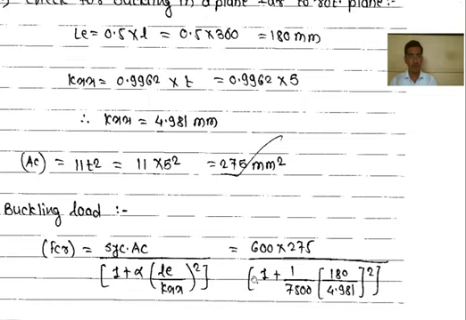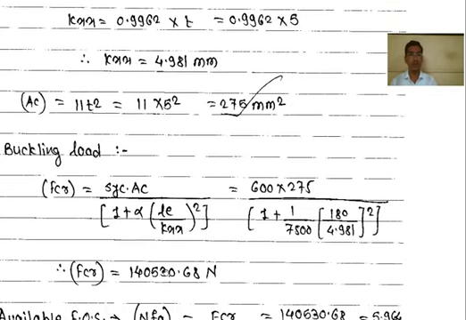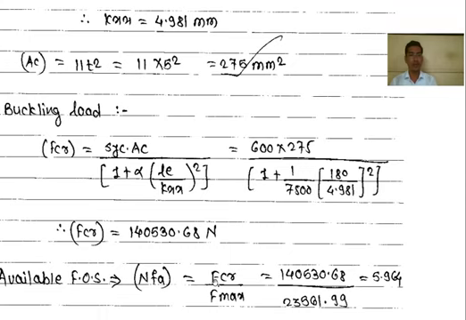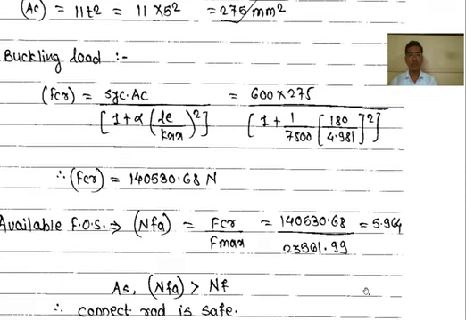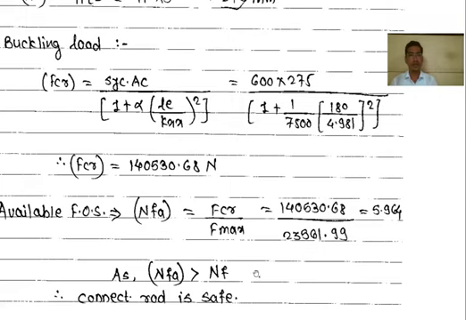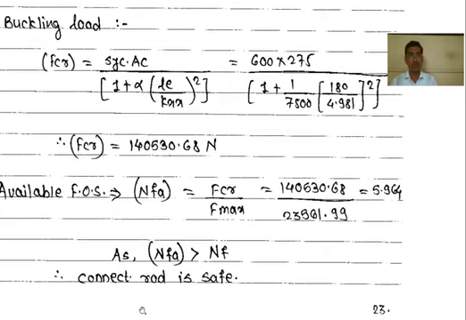Then the buckling load FCR is equal to sigma_c into the cross sectional area. So by putting in the values, you will get the buckling load 1,40,530.68 Newton. Then the available factor of safety NFA is equal to FCR upon F max. So the factor of safety is 5.964. As NFA is greater than NF, the actual factor of safety in design, the connecting rod design is safe.